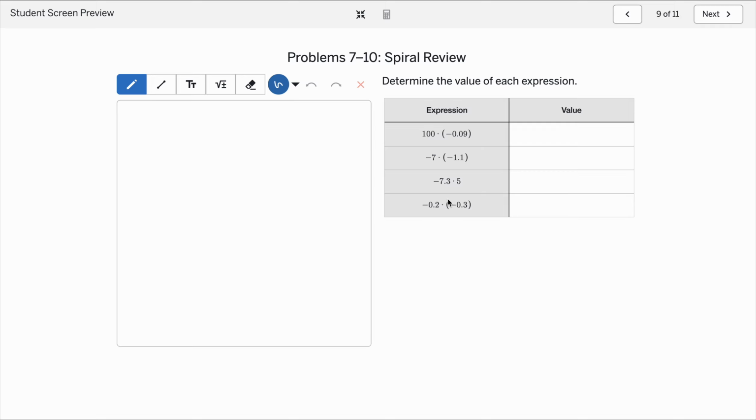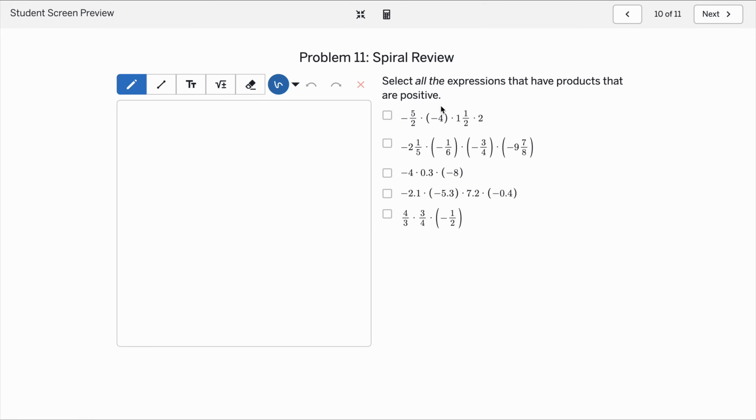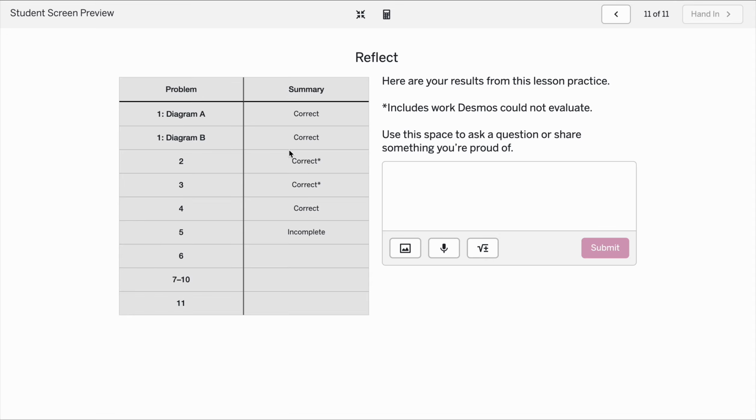This is just multiplication with decimals and negative numbers. You should be able to do that. And all the expressions that have products that are positive, again, you're just finding the answers between all of these and just telling me which ones are positive. And then this will tell you if you're correct or not.